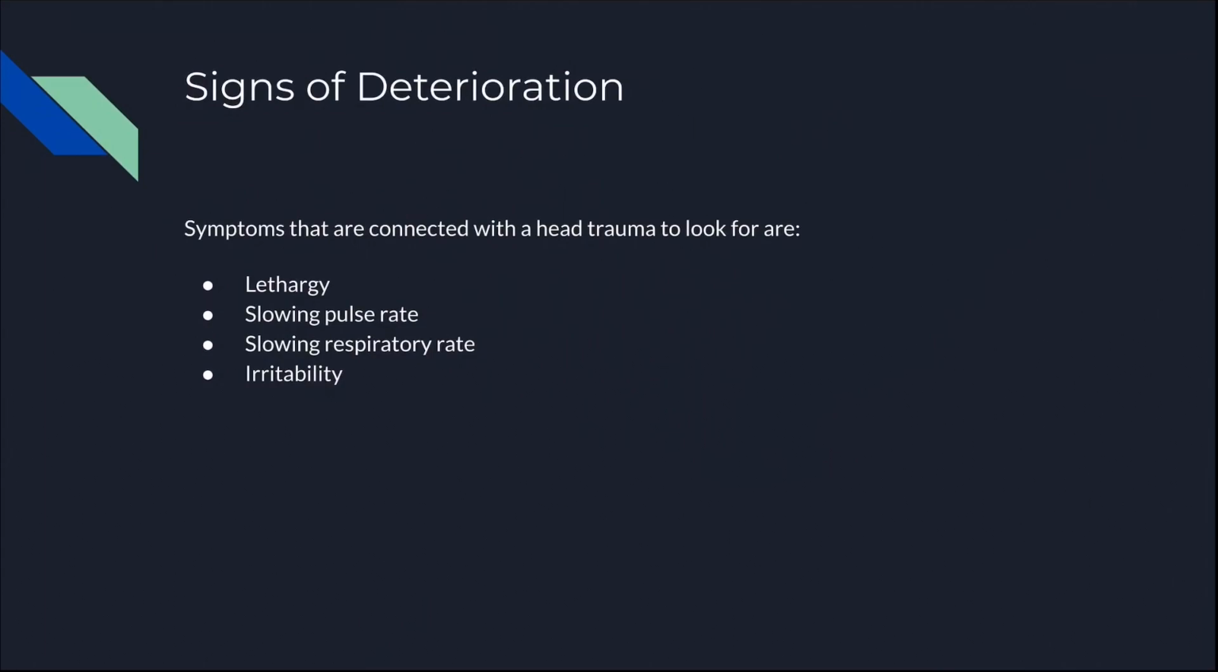Another way to keep track of the patient's health status is by checking the respiratory rate. A normal adult takes 16 to 20 breaths per minute. If a patient's respiratory rate is low for too long, it can cause complications such as low blood oxygen, acidosis, or respiratory failure. Irritability can also be a sign of deterioration. Paying close attention to any behavioral differences, slurred speech, or any unusual behavior is important to note.